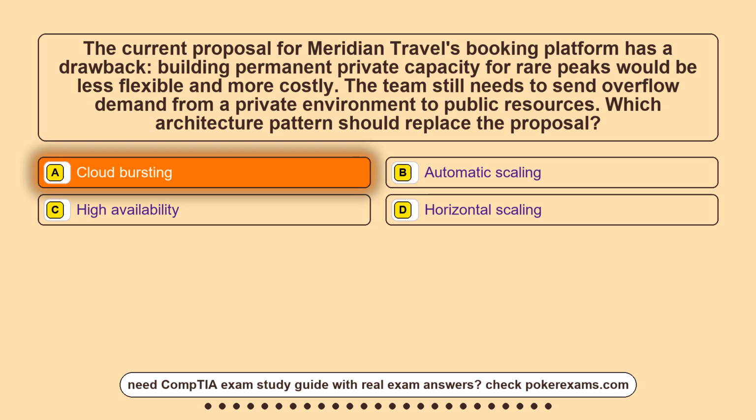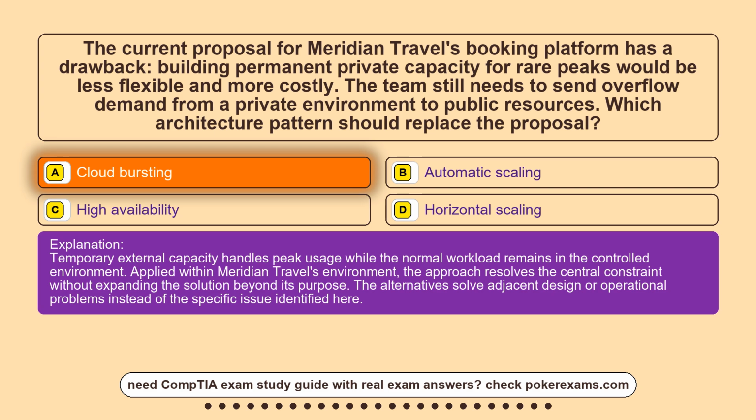The correct answer is option A, cloud bursting. Temporary external capacity handles peak usage while the normal workload remains in the controlled environment. Applied within Meridian Travel's environment, the approach resolves the central constraint without expanding the solution beyond its purpose. The alternatives solve adjacent design or operational problems instead of the specific issue identified here.